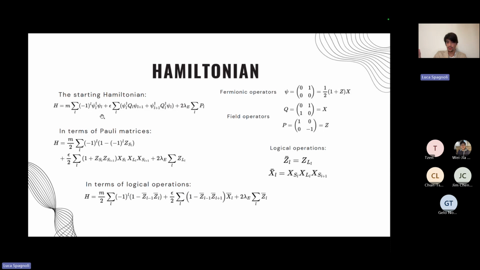I don't know if you're familiar with second quantization, but let's say you have the psi and psi dagger, which are the fermionic operators, and the Q and P operators, which are the field operators. Psi acts on sites, and Q and P act on links, where the field lives. So are these all fermions, or are there any bosons? Well, the matter is fermionic. You can think of electrons. The electric field, you can think of as bosons. So the link is a boson and the site is a fermion. Am I right? Yes, it's true.